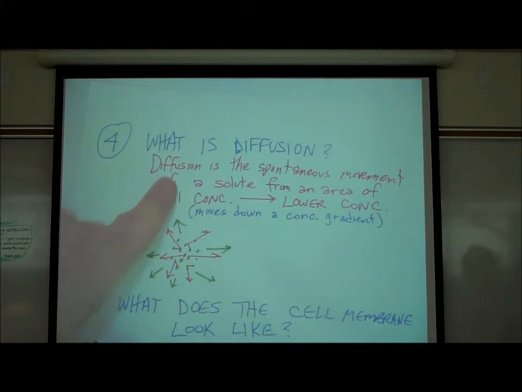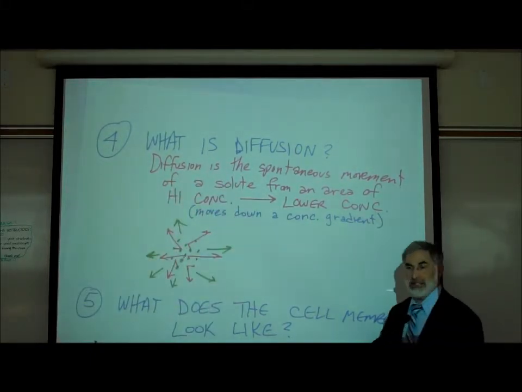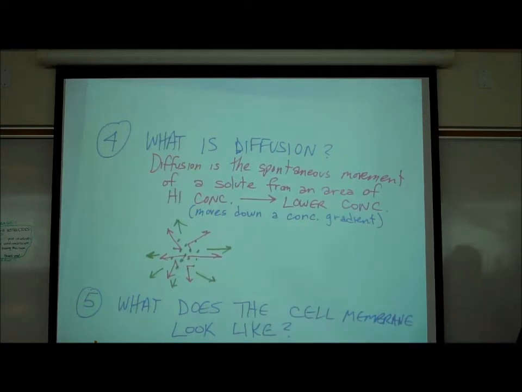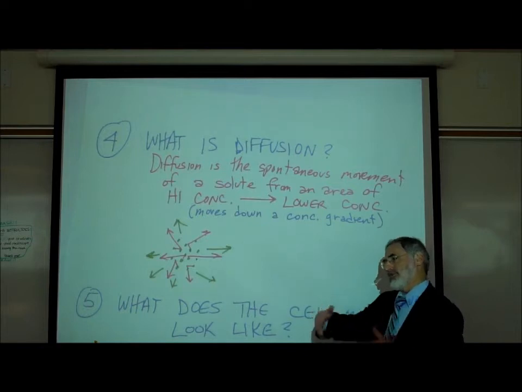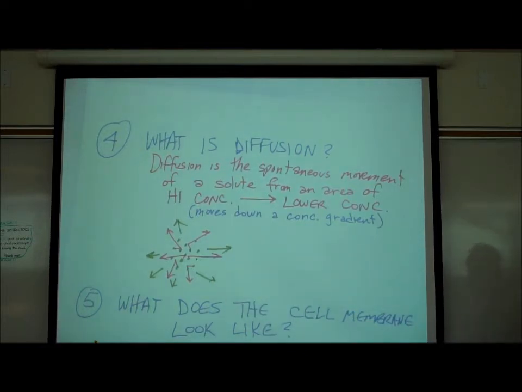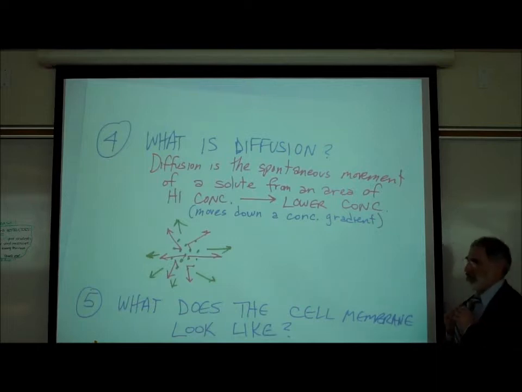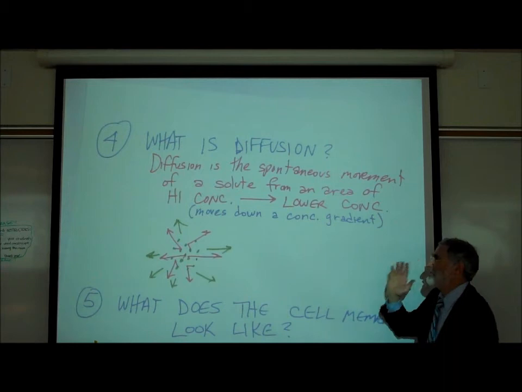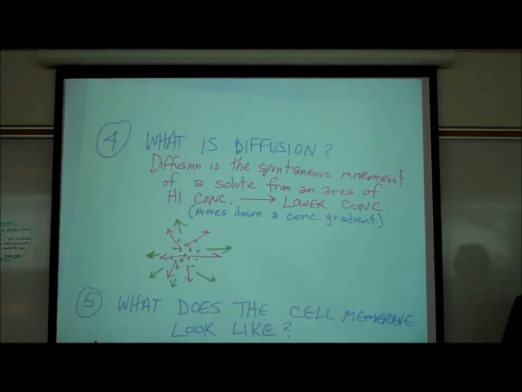All right, so what is diffusion? It's the spontaneous movement. You'd say, what's spontaneous? It just happens on its own. The movement of a solute. You'd say, what's a solute? Sugar, salt, anything, oxygen. From an area of high concentration to an area of lower concentration. Or in other words, diffusion is when something moves down a concentration gradient from an area of higher to lower concentration.